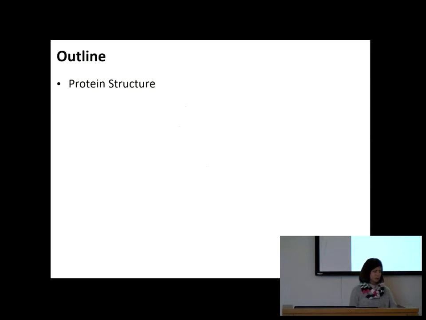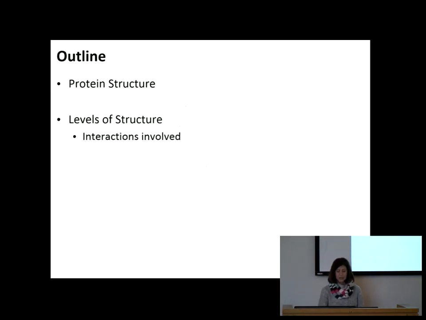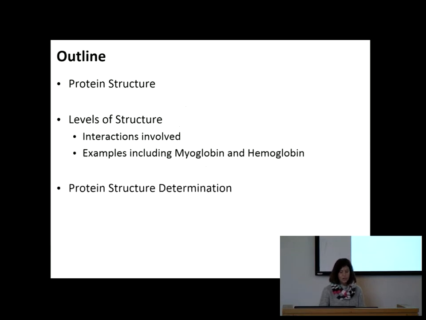To study the structure of our proteins, we're going to look at the levels. We're going to break it down into levels to simplify it. It's quite complex. So we'll look at the interactions involved, and this is where our review of general chemistry really comes into play. We're going to then look at some examples of protein structure, myoglobin and hemoglobin. We're going to talk about how biochemists determine the protein structure, and then how we can fold those proteins into our active structures.